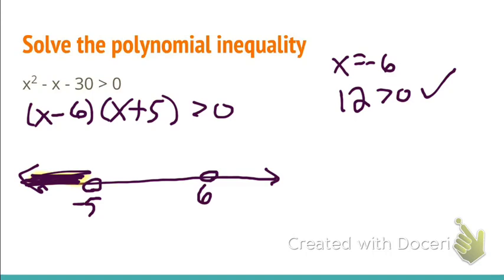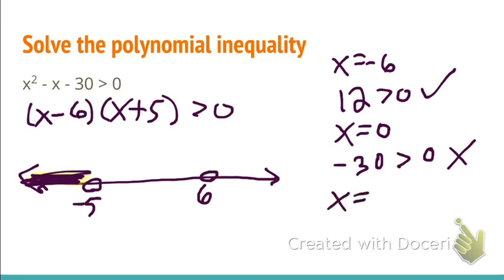Now let's try 0. 0 is in between negative 5 and 6. When we plug in 0, we get negative 6 times 5 is negative 30. That is not greater than 0. So we're not going to highlight anything on that middle line segment. Now let's test x is equal to 7. That's an example of a point on the rightmost interval. That gives us 1 times 12, which is 12. And that is greater than 0. And that's a solution. So every x value greater than 6 is a solution.